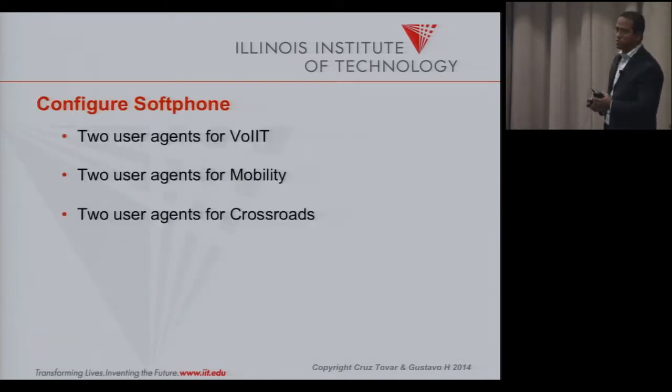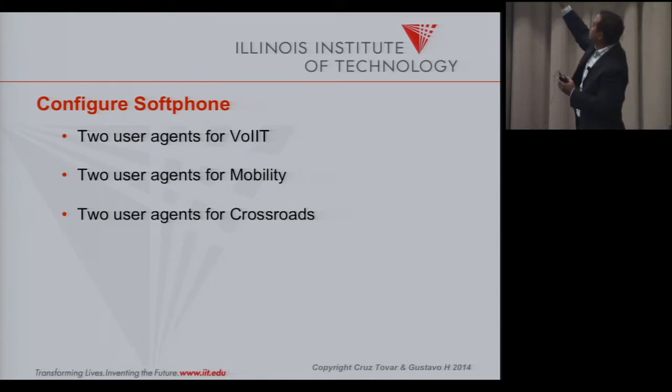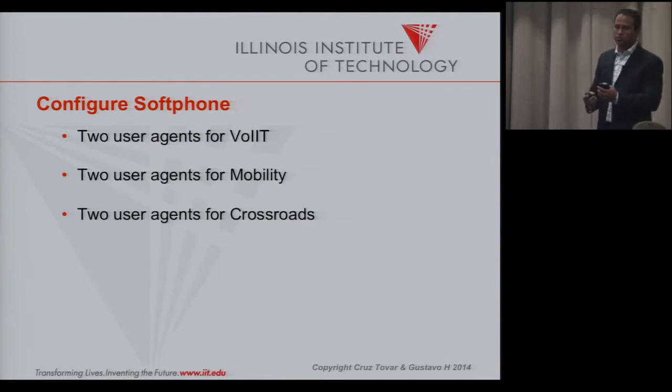So the configuration of the cell phone is pretty easy. We use, as I told you, 2 user agents for VoIIT, 2 user agents for Mobility, and the user agents for Crossroads are just for testing purposes and troubleshooting.